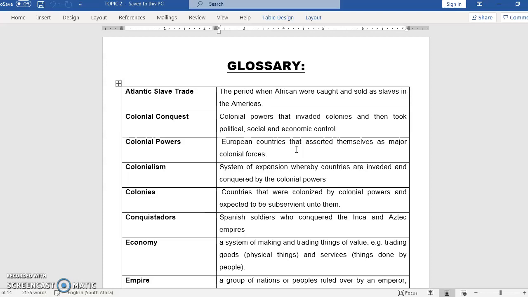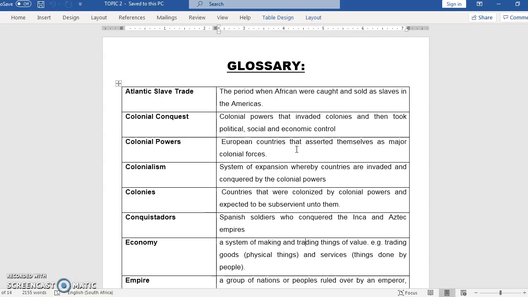Then you have the conquistadors, which are basically just Spanish soldiers. That's going to be very important when we get to that section of the work, but they are soldiers who conquered the Inca and the Aztec empires. We are going to focus on the Aztec Empire, not so much on the Inca Empire.